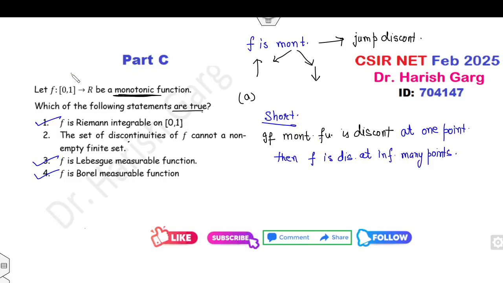Fine. If the domain is the closed interval 0, 1, and the monotonic function is discontinuous at one point, that is a jump discontinuity, then the function is discontinuous at infinitely many points. And he also said it cannot be a non-empty finite set. Yes, it can't be a non-empty finite set. So all A, B, C and D are the right answers of this problem.